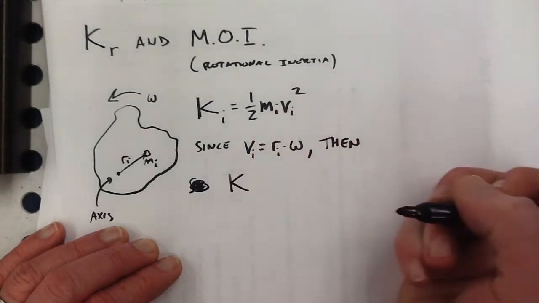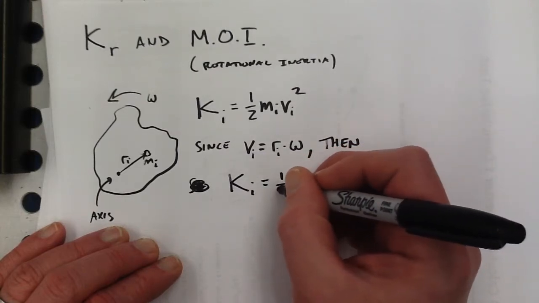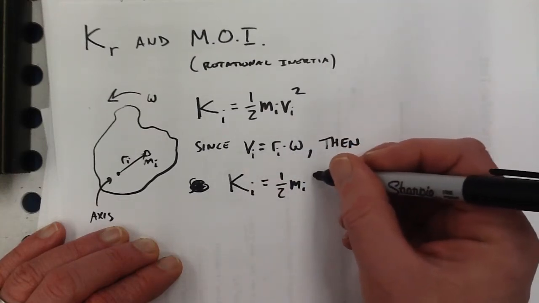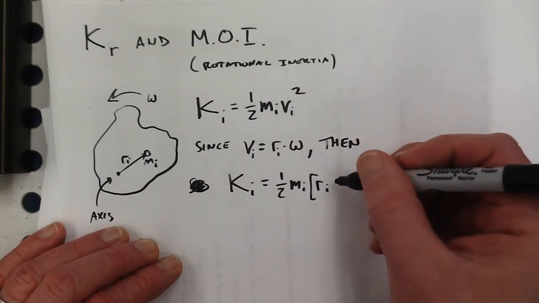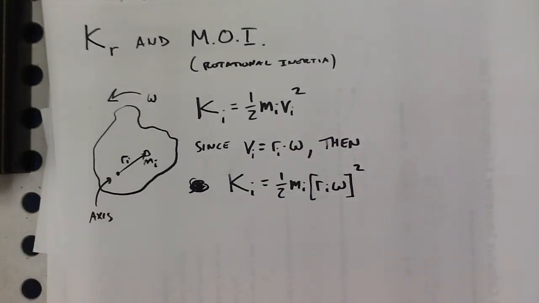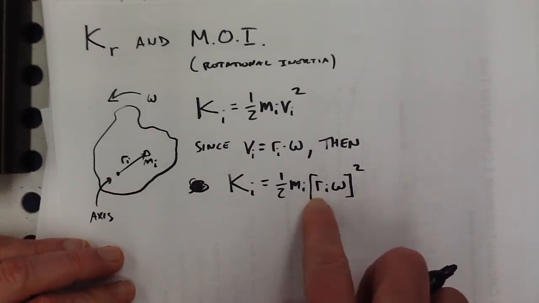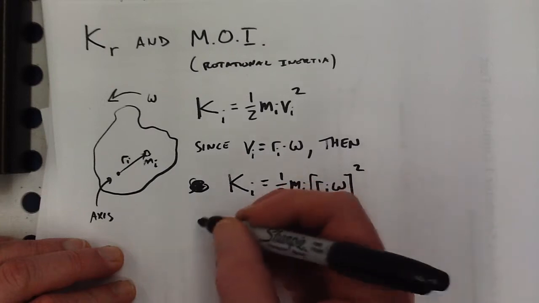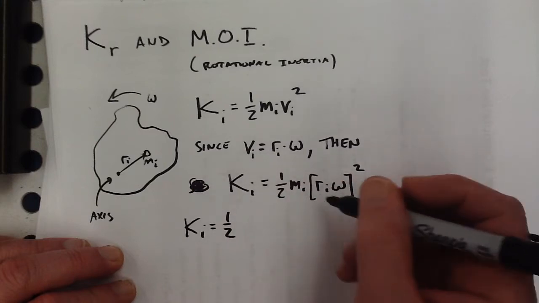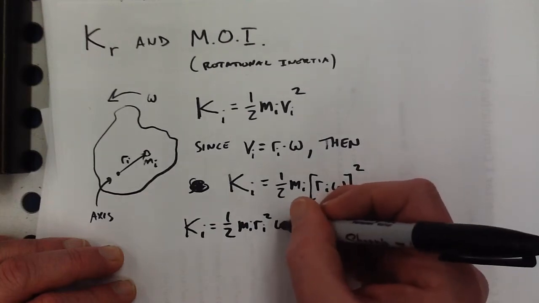Then our kinetic energy of that piece is equal to 1/2 m sub I, and then we're going to substitute this, r sub I omega squared. All right, and the omega is the same for all of them, so I'm just going to rewrite that a little bit: 1/2 m sub I r sub I squared omega squared.